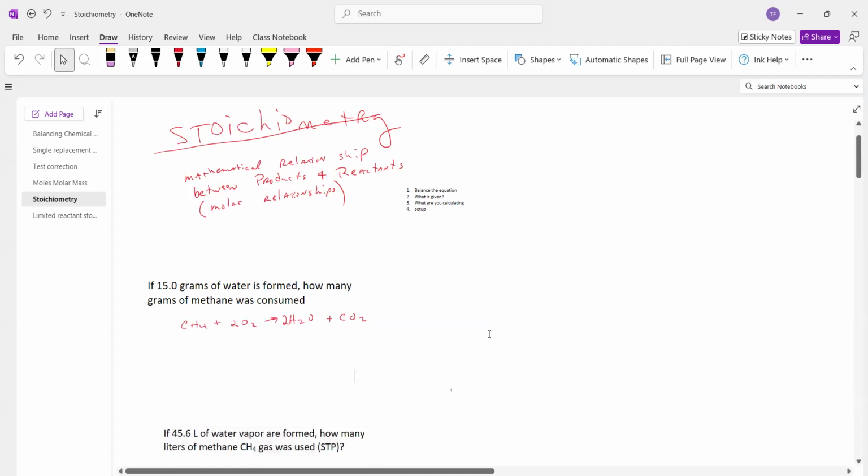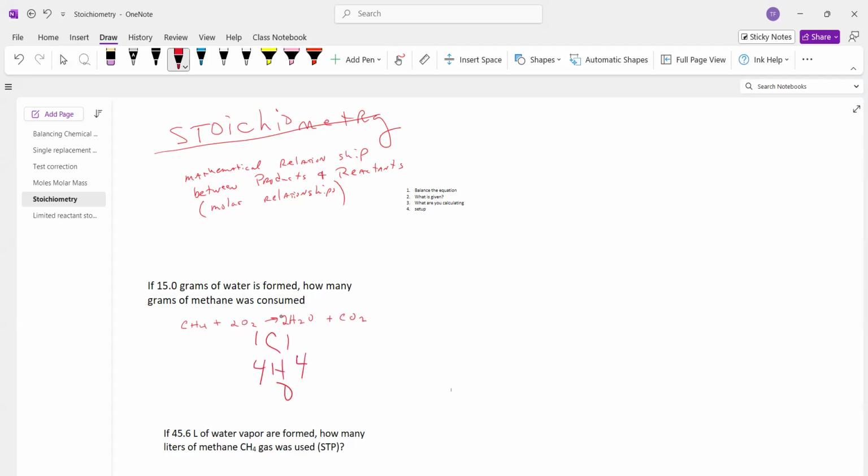Okay, so number one, balanced equation. Is the equation balanced as written? Do a real quick inventory. Here we have 1, 1, 4, 4, 4, 2 and 2 is 4, so it's balanced.